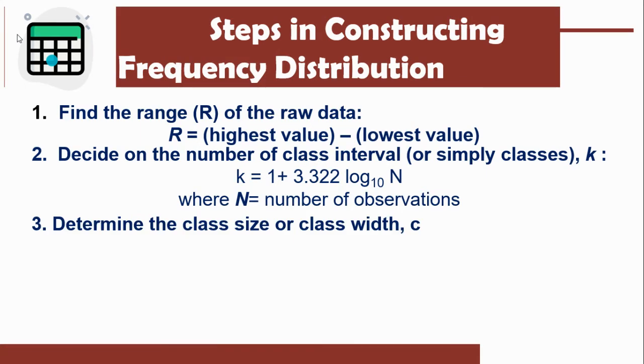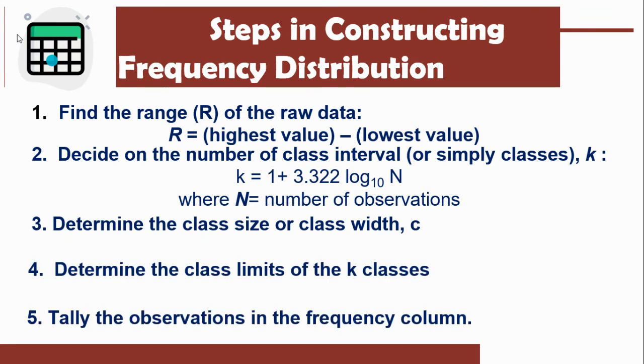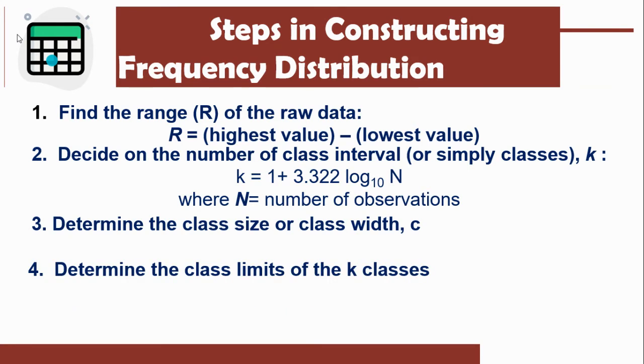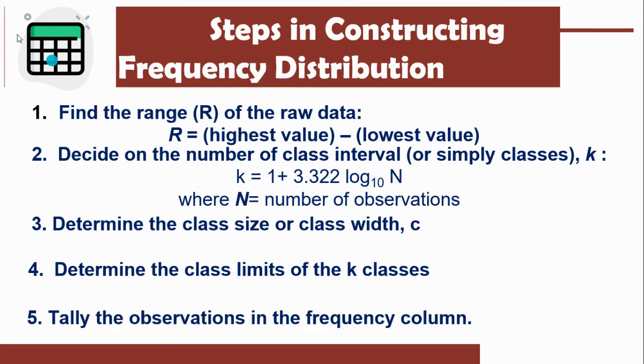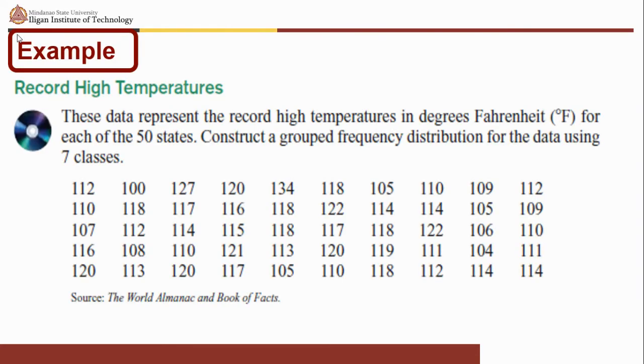Next, we need to determine the class size or class width, or the C. And the formula for that is C equals range over the number of classes, or the K. Next, we need to determine the class limits of the K classes. And after that, we need to tally the observations in the frequency column.